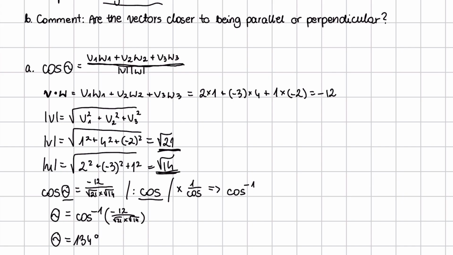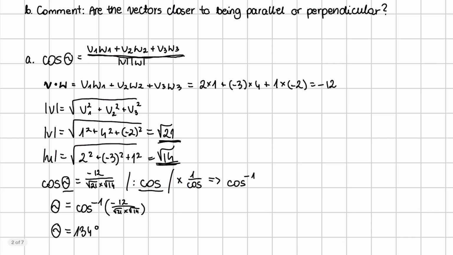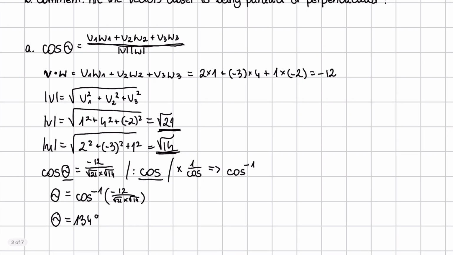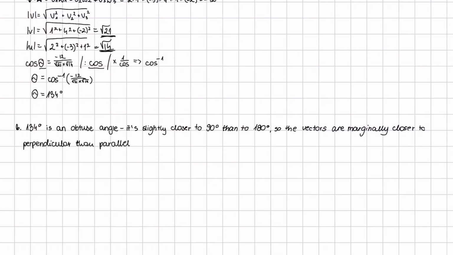B. Comment, are the vectors closer to being parallel or perpendicular? So we can observe that our theta angle, 134, is an obtuse angle, so it's slightly closer to 90 degrees than to 180. So we can say that the vectors are marginally closer to perpendicular than parallel, and we can write something like this.